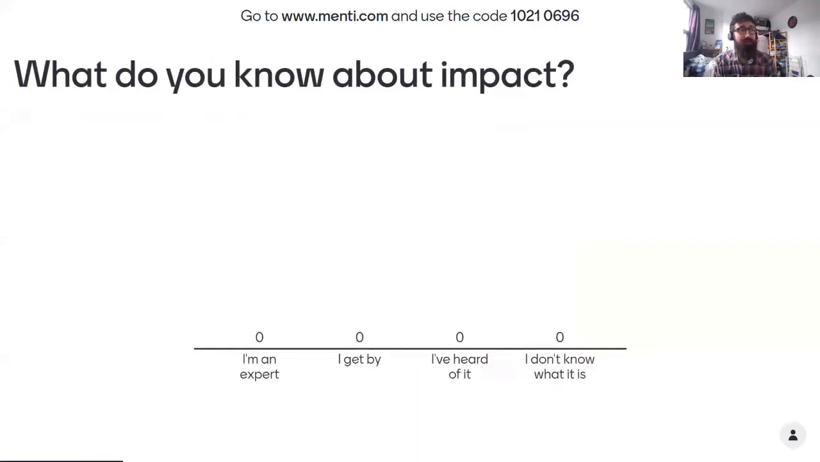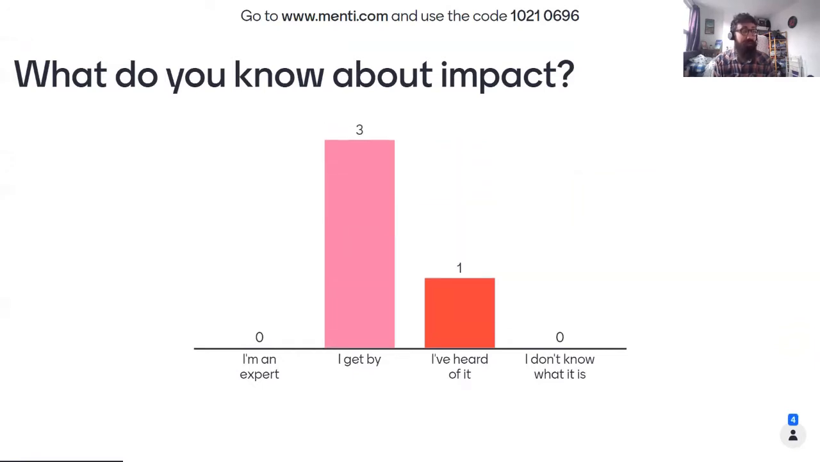So what do you know about impact is the next question. Would you describe yourself as an expert? Maybe not, since you're here, but would you say you can get by, or you've heard of it, or you don't actually know what it is, and you're coming here to try and really get a grasp of what impact could or could not be for you?